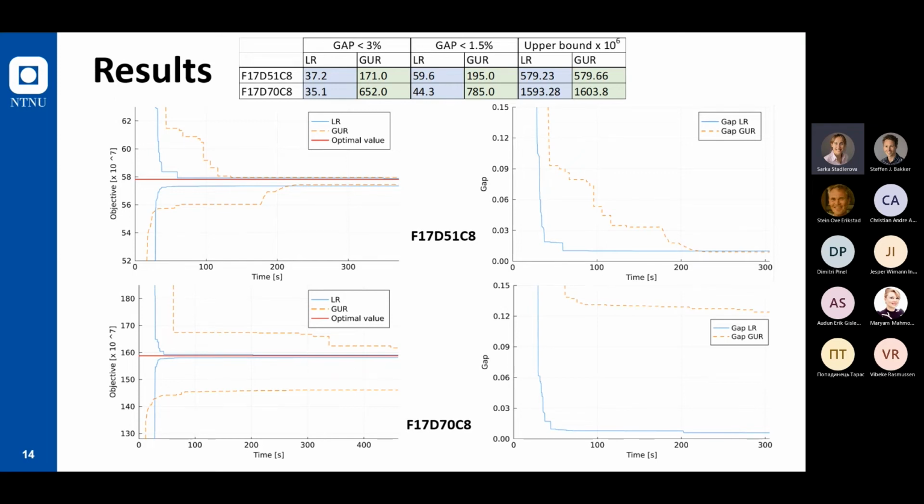So the first two figures show the results for the problem with 17 facilities, 51 customers, and 8 capacities. It's the maritime problem I have shown you before. And here the blue lines show the lower bound and upper bound of our algorithm. The orange dashed lines show the upper bound and lower bound of Gurobi. The same colors apply here when we plot the gap. And the red line is the optimal value.